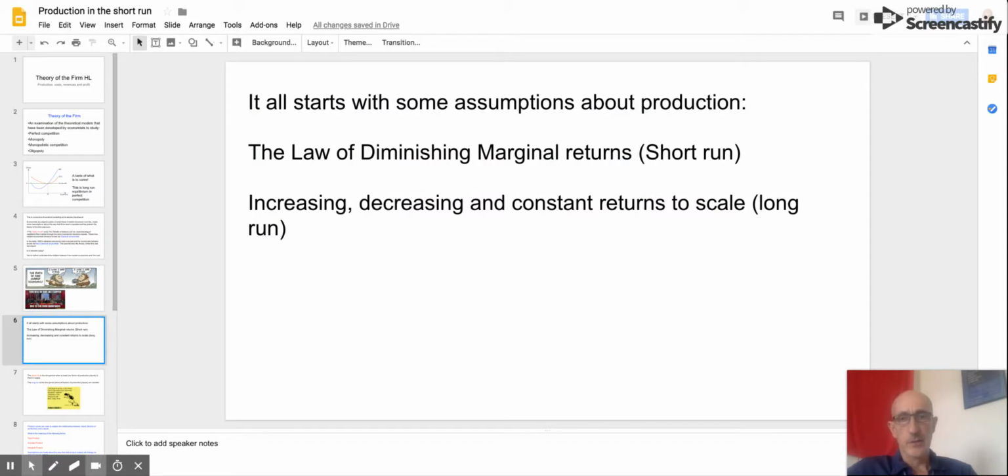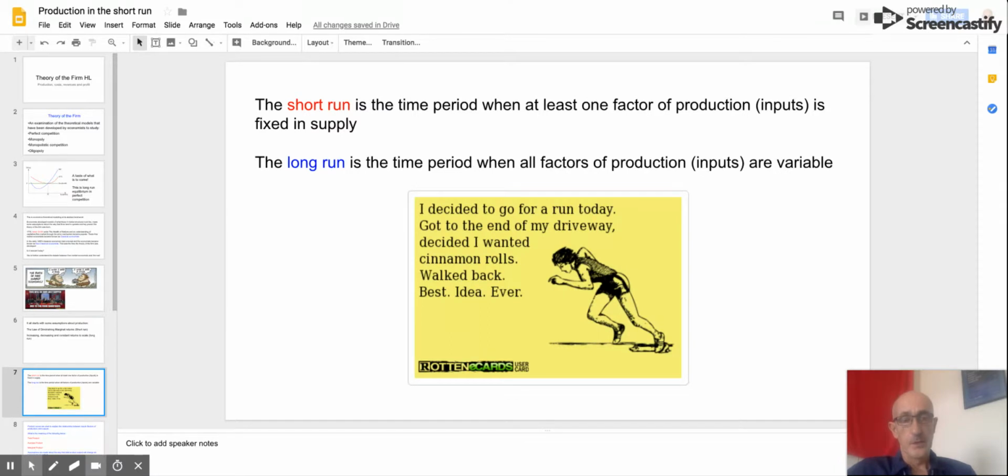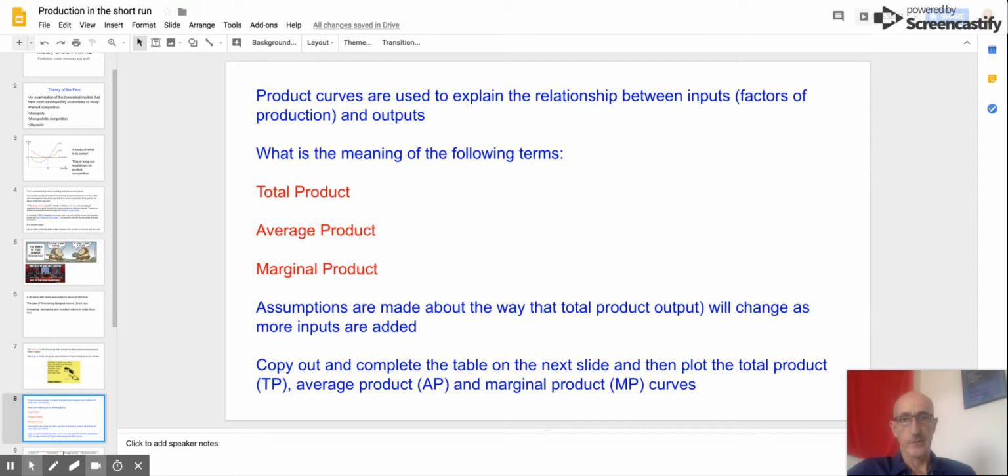The first one here is looking at the law of diminishing marginal returns, or the short run situation for firms in the theory of the firm. The second video will look at increasing, decreasing and constant returns to scale. So the idea of the short run is that it's a period of time when at least one factor of production, or the inputs, land, labour, capital and enterprise, is fixed in supply. The long run is a time period when all factors of production are variable.